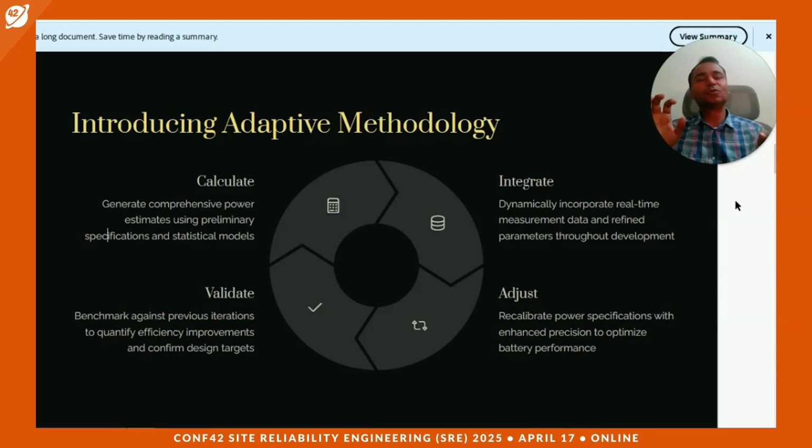Also, we can use some statistical models based on prior design experience and prior technology experience, and based on what we are thinking this feature will be adding. At the same time, we can dynamically incorporate real-time measurement data and refine parameters. So at the architecture level, we estimated this much switching activity.